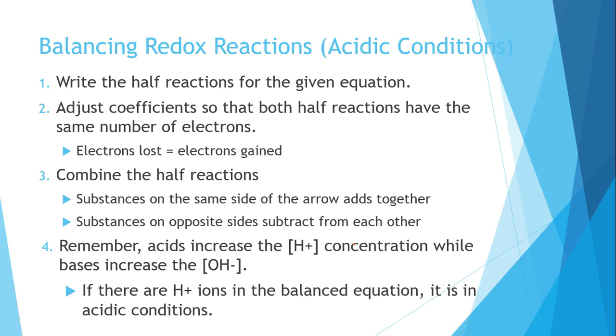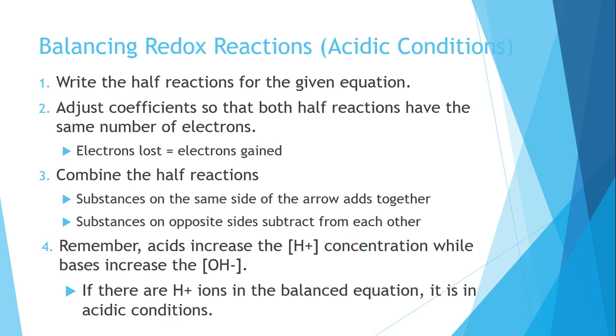And typically we do this by multiplying the entire equation by some number. We want to make sure that the electrons lost equal the amount of electrons gained because of the law of energy and the law of conservation of mass. Once you do that, we're going to combine our half reactions by adding substances on the same side of the arrow and subtracting things that are on opposite sides of the arrow.